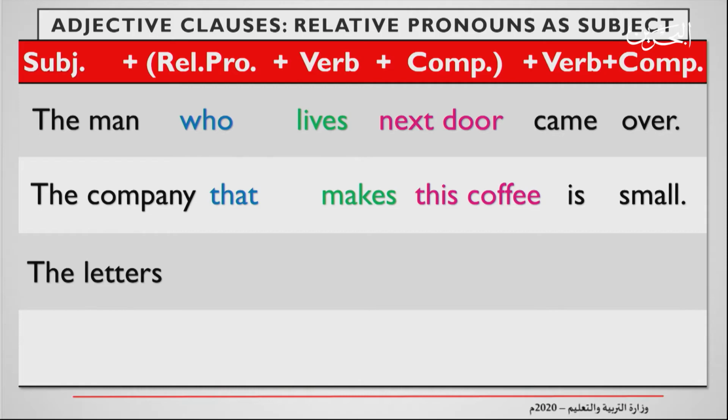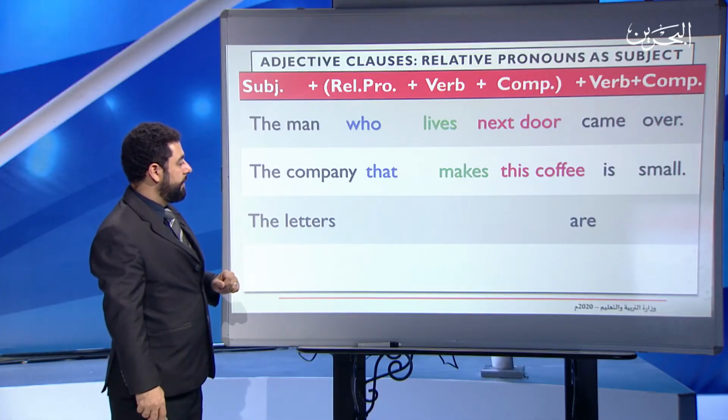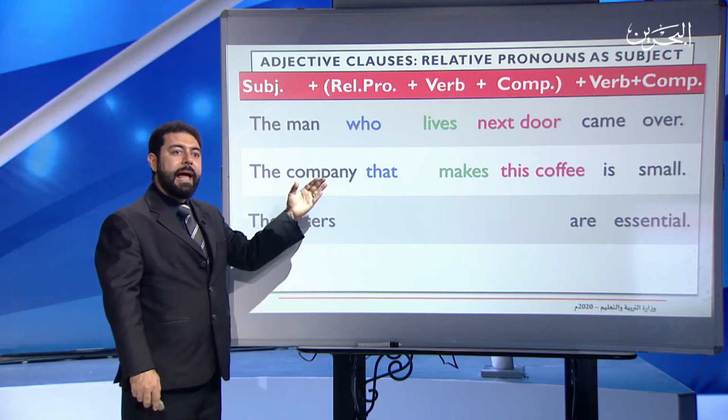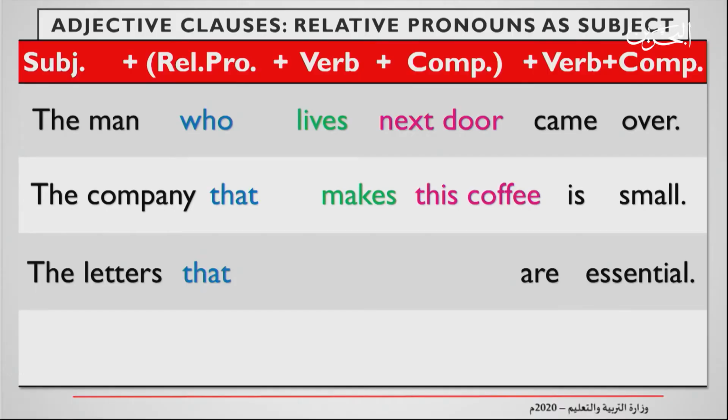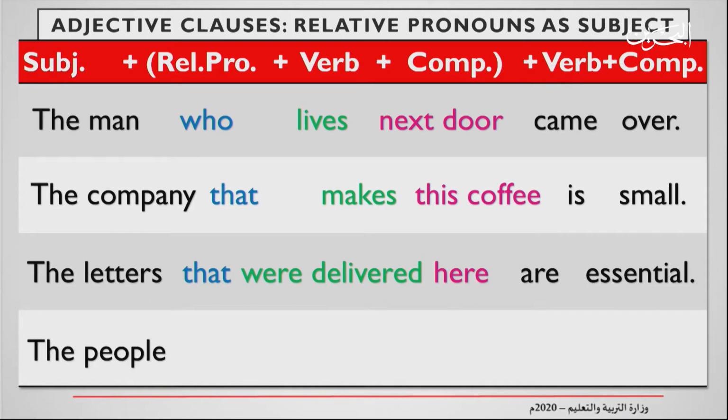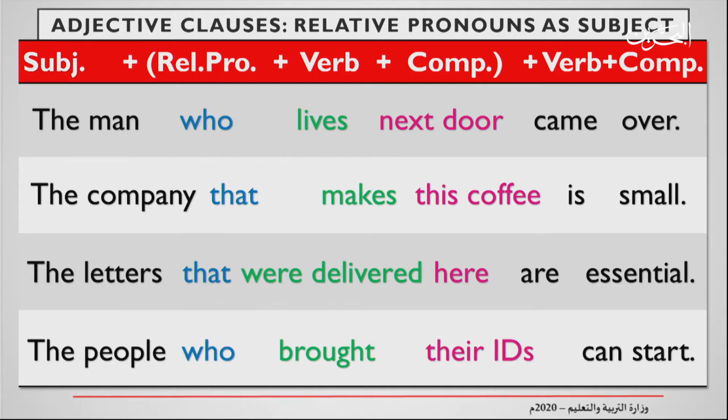All right, let's change to the letters, which is in plural. Okay, are essential. Add a relative clause. I say that were delivered here. The letters that were delivered here are essential. Okay, let's change to people. The people can start. You see, in the form of verb, I use the modal. You say can start, right? So I say the people who brought their IDs can start. The people who brought their IDs can start. These pronouns are as subject.